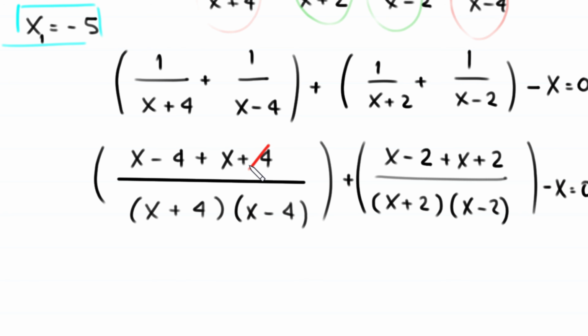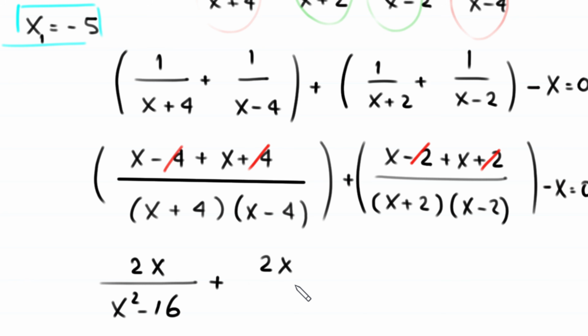This 4 will be cancelled with this negative 4, and this 2 will be cancelled with this negative 2. x plus x will become 2 times x, divided by x plus 4 times x minus 4, which will become x squared minus 16, plus x plus x, 2x, divided by x plus 2 times x minus 2, x squared minus 4, minus x equal to 0.